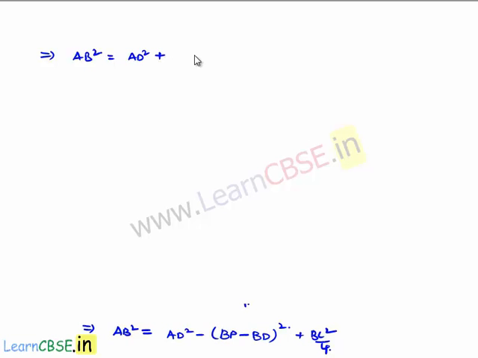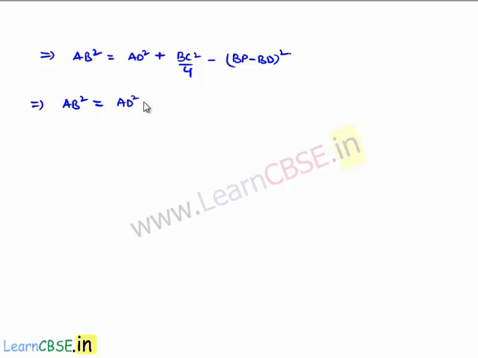Which implies AB square is equal to AD square plus BC square by 4 minus BP minus BD whole square, which implies AB square is equal to AD square, let it remain as it is, plus BC square by 4 minus, let us expand in the form of A minus B whole square, that is A square plus B square, and here minus into plus is minus again, BD square plus minus into minus of 2AB, that is plus 2 into BP into BD, that is equal to AD square plus BC square by 4.